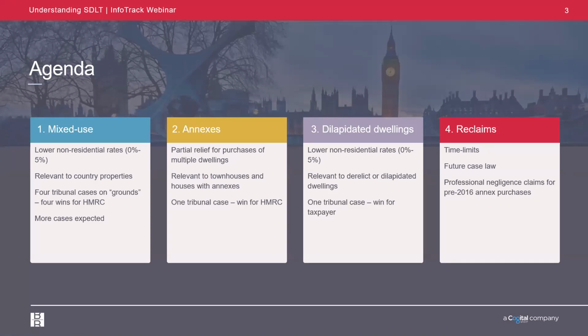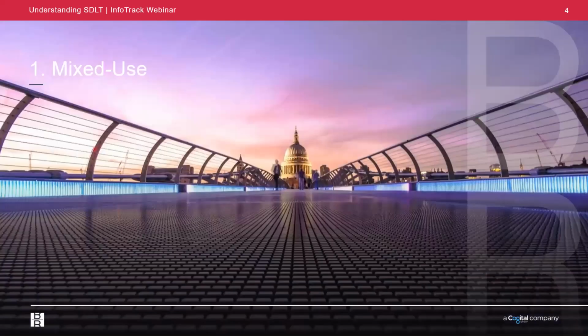And finally, we'll look at some other points affecting reclaims, in particular time limits, future case law, and the possibility of being affected by some professional negligence actions in respect of historic annex purchases. Let's look at mixed use first.